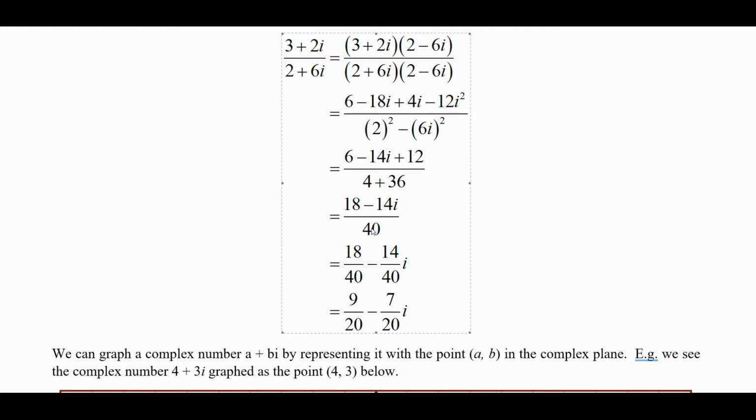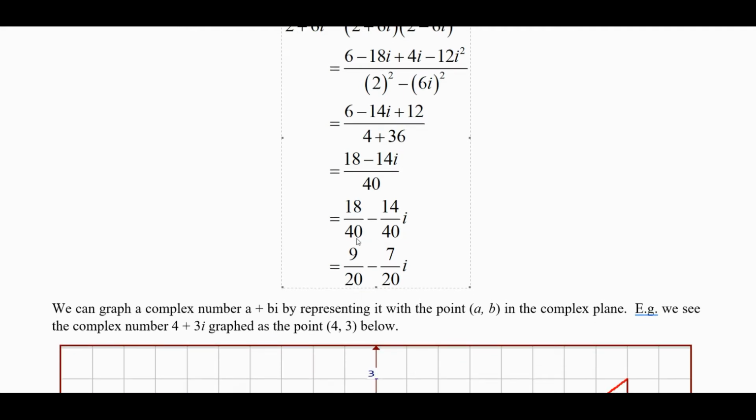And then if we want an a plus bi form, we just distribute this 40. 18 over 40 minus 14 over 40 i. And then reduce those fractions if we can. In this case, we can cancel a 2 out in both cases, so we get 9/20ths minus 7/20ths i.